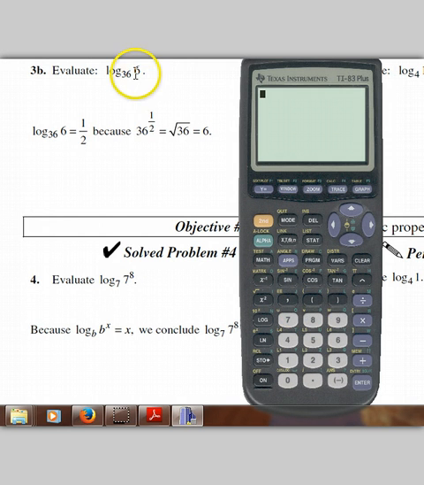If I was trying to find log 6 to the base 36, I would simply plug in log 6 divided by log 36. That would be 0.5. If I want to change this to a fraction, I press Math, choose the first one, fraction, so enter 1, enter. That would be a half.